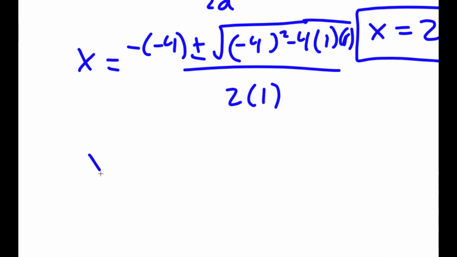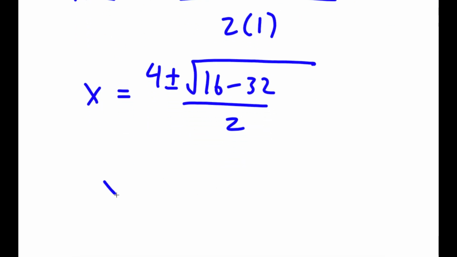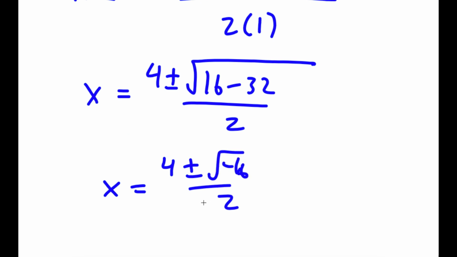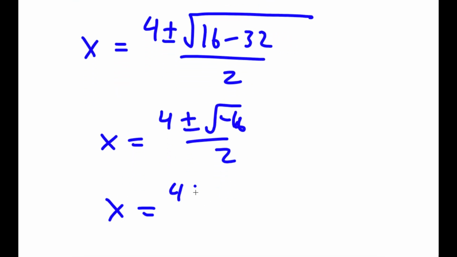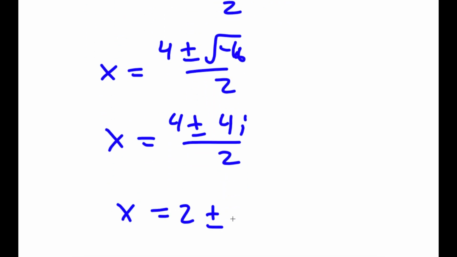Now this is equal to 4 plus or minus the square root of negative 4 squared, which is 16, minus 32 over 2, which is equal to 4 plus or minus the square root of negative 16 over 2, which is equal to 4 plus or minus 4i over 2, which is equal to 2 plus or minus 2i.